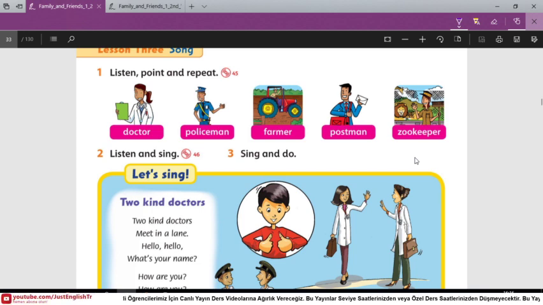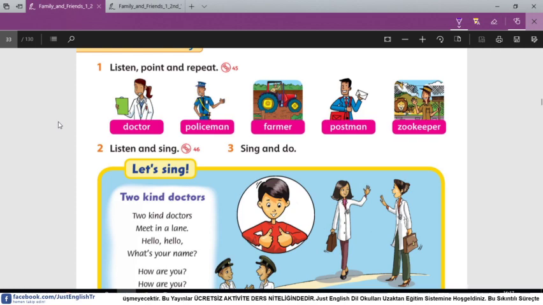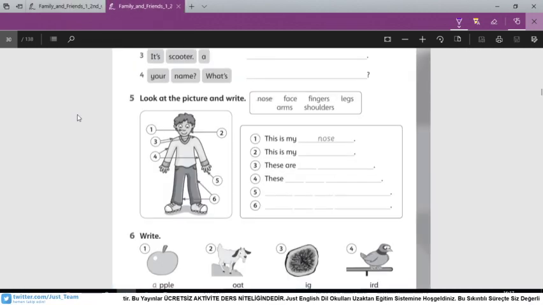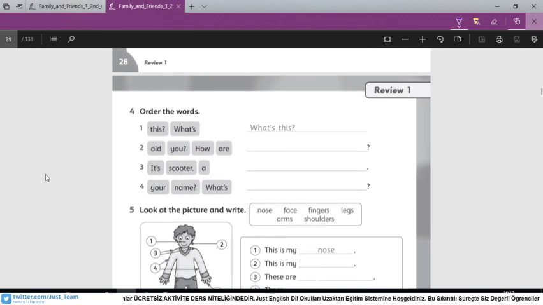Okay, I'm back. I was checking something. Okay. And then repeat after me again. Doctor, please repeat. Policeman, farmer, postman, zookeeper. She works at a zoo. Let's check if we have any exercise on workbook.